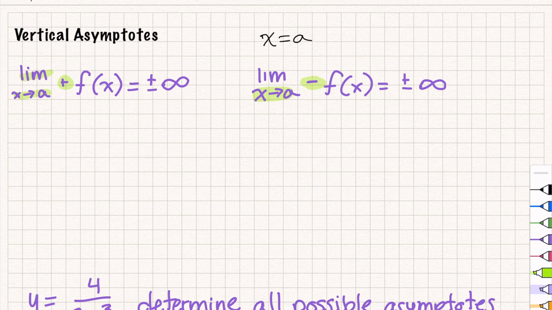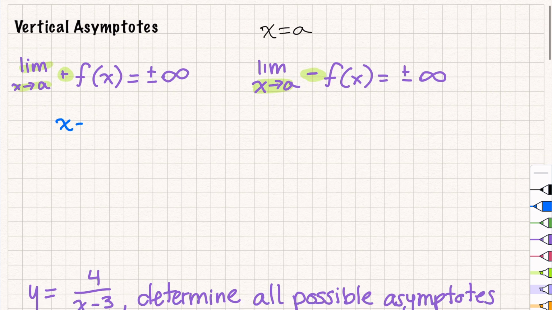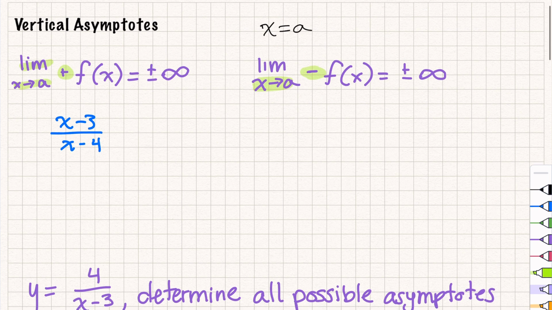So just remember that vertical asymptotes are when the denominator of the function is 0, as long as the numerator is not 0. So you may have some number over 0, or an equation over x minus 4. So what values of x would make the denominator 0?